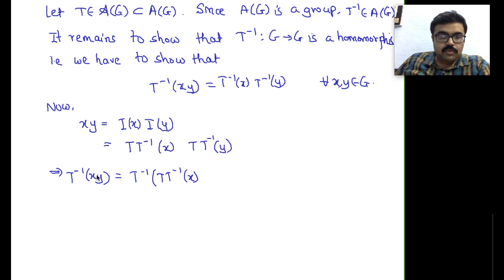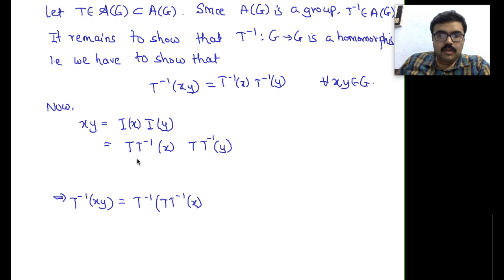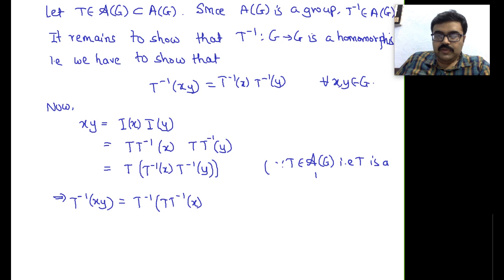Before that, let me write this one more step. Since T is a homomorphism, we are going to use that fact also. So this is the idea. So T of T inverse X, T inverse Y. What is the reason here? We are using that T belongs to Aut G, that is, T is a homomorphism. So T of X1, T of X2. I call this element X1, I call this element X2. So T of X1 X2 equals T of X1, T of X2. So T is a homomorphism. Now apply T inverse on both sides.